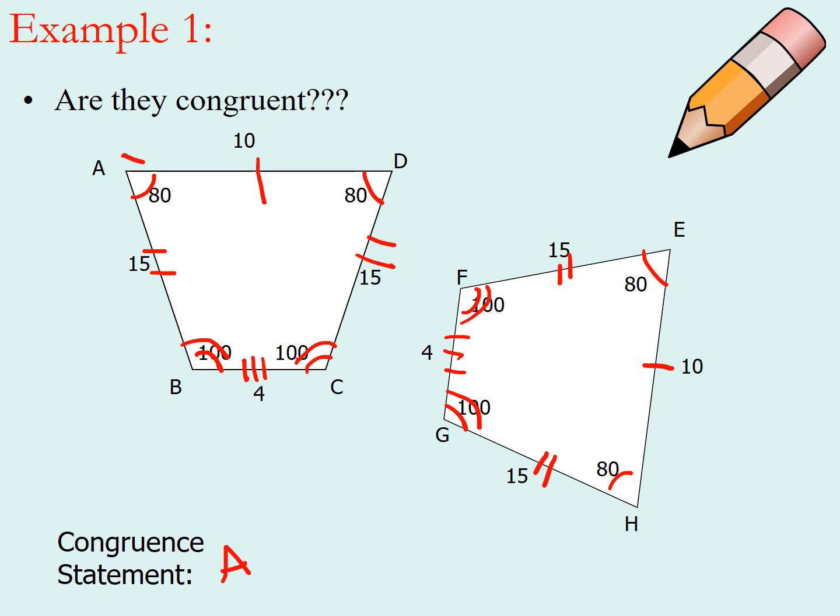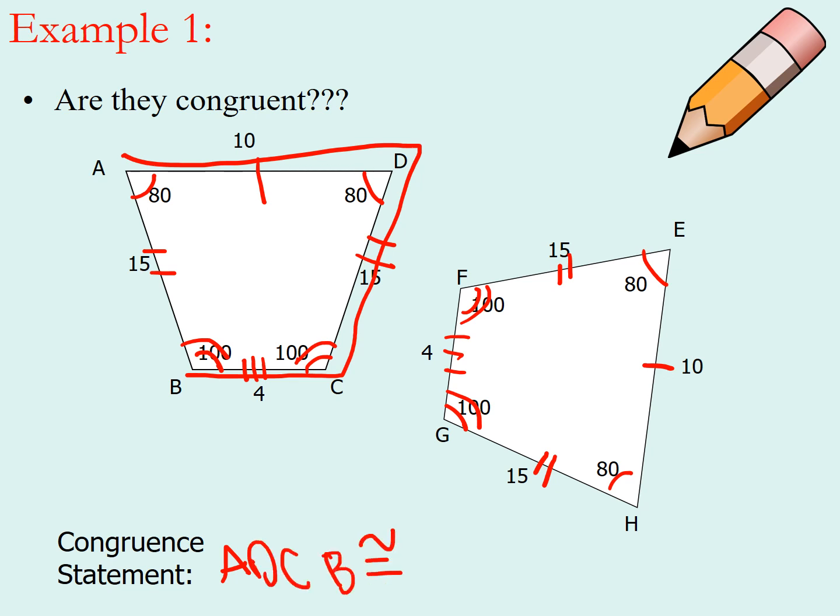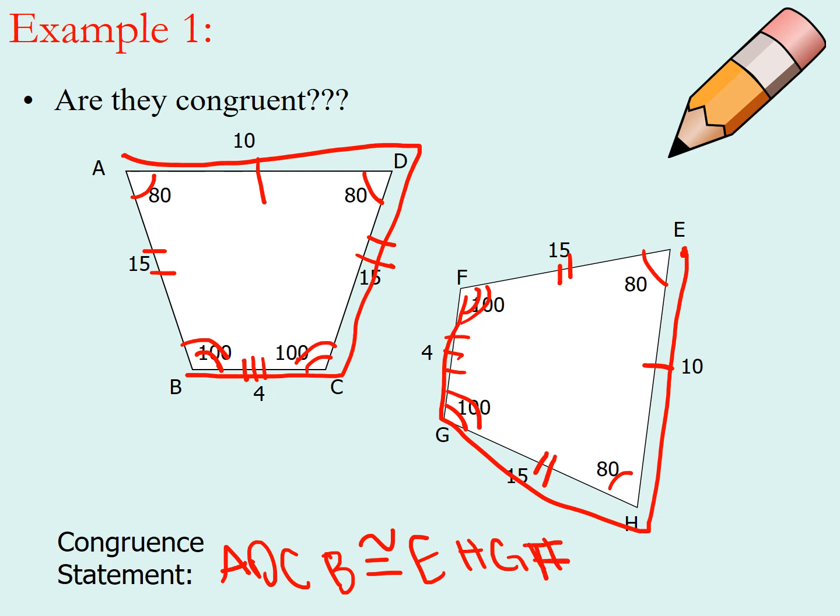So we would start at point A, we would go to D, we would go to C, and then go to B. So it would be ADCB is congruent to, now we have to write it in the same order. That's the whole point of a congruent statement. It's telling us which side lengths and which angles are congruent. So the order does matter. So we're starting at point E because that corresponds to point A. And we're going from E to H to G to F. So our second image would be EHGF, and that would be our congruent statement. And the answer is yes, our two images are congruent.